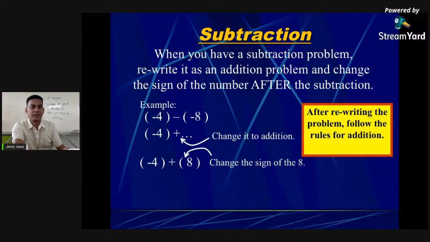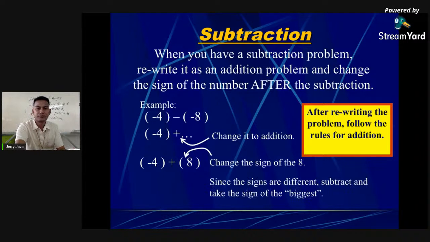Now, kaya ito yung sabi ko kanina. After rewriting, proceed to addition. Whatever you learned about addition kanina, you follow that. Ito yung sabi ko na sa subtraction, we are actually adding. Di ba? Since the signs are different, subtract and take the sign of the biggest number. Yan, yan. So your answer is 4.